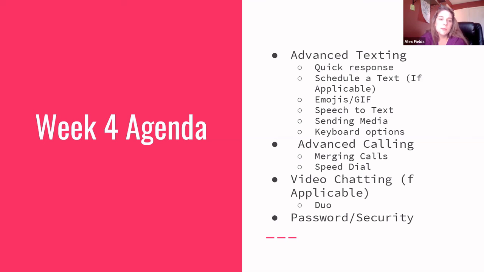I think that speed dial on the Apple phone is very similar to the favorites. And then we'll go ahead and talk about video chatting. Oops, that is wrong. That should be FaceTime and not Duo. And then we'll talk about password and security. So we talked a little bit about password and security today, but we'll go over how to set one up. And that is it. Any questions?